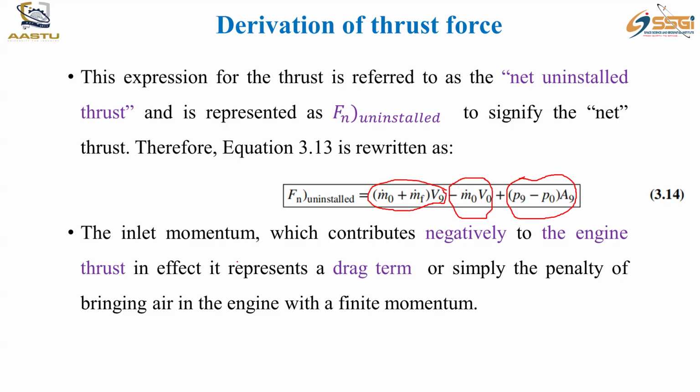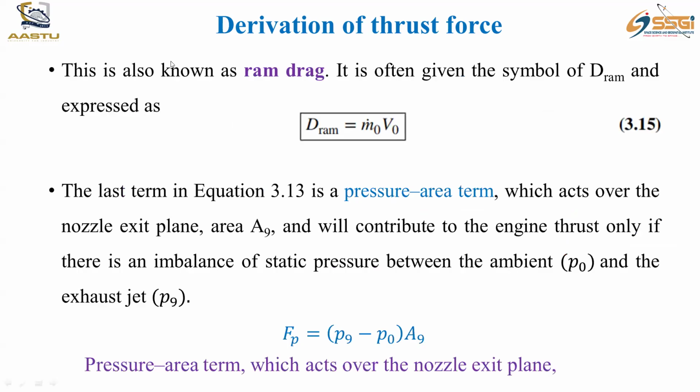The inlet momentum, which contributes negatively to the engine thrust, in effect represents a drag term, or simply the penalty of bringing air into the engine with finite momentum. So this negative term is because of the finite momentum condition. It is called ram drag. Another name for the drag term is ram drag. So D ram is equal to m naught V naught. Once it is drag, we are not representing it with a minus sign here.